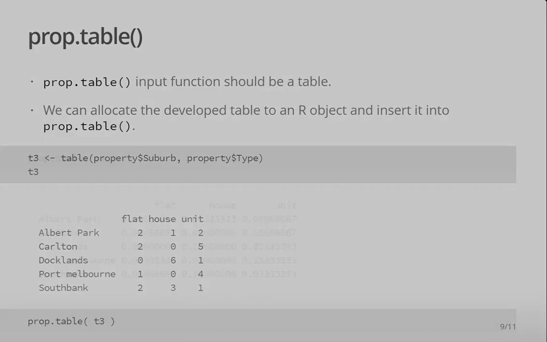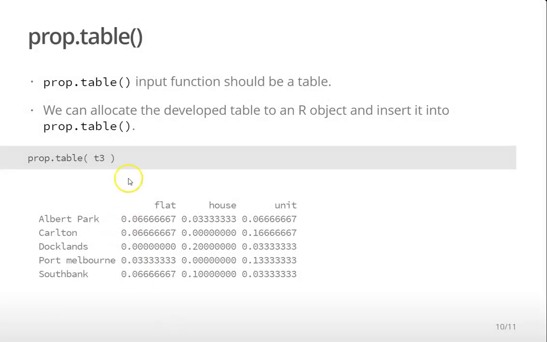And if I put the T3 table inside this prop table function, which converts numbers inside the table into percentage and takes a table, you're going to see the result. Everything is presented in terms of percentage.